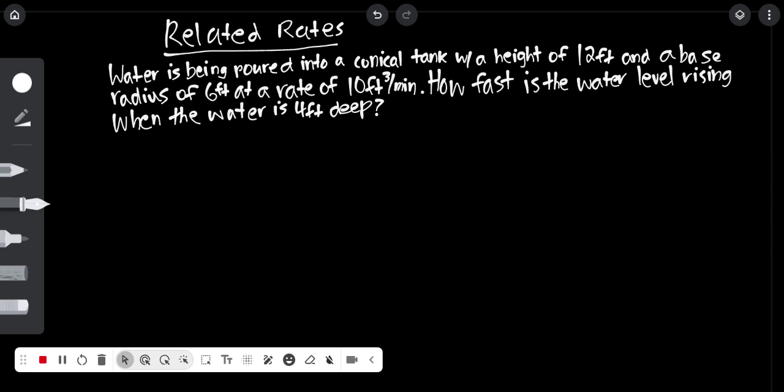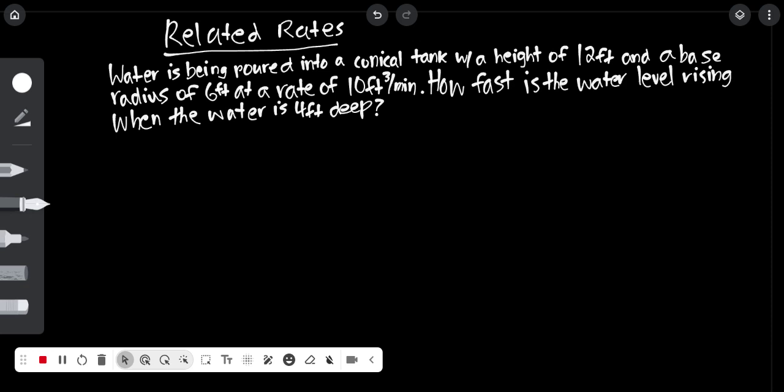All right, so let's read the problem. Water is being poured into a conical tank with a height of 12 feet and a base radius of 6 feet at a rate of 10 feet cubed per minute. How fast is the water level rising when the water is 4 feet deep? Okay, a lot of numbers. Let's see how we can set this up.